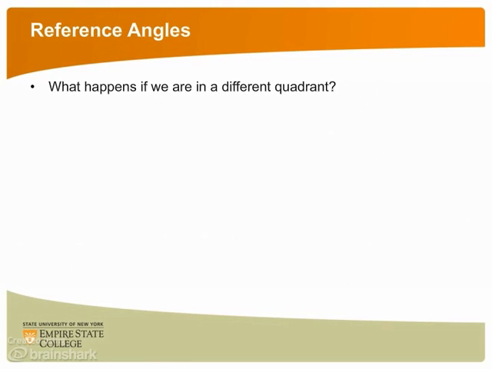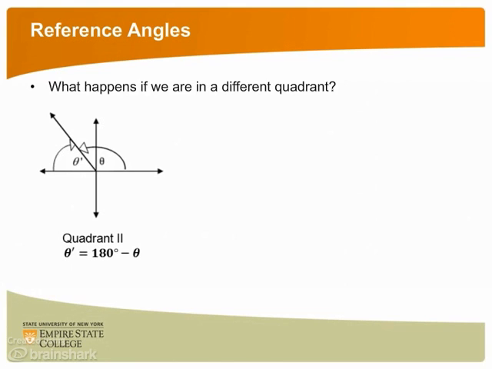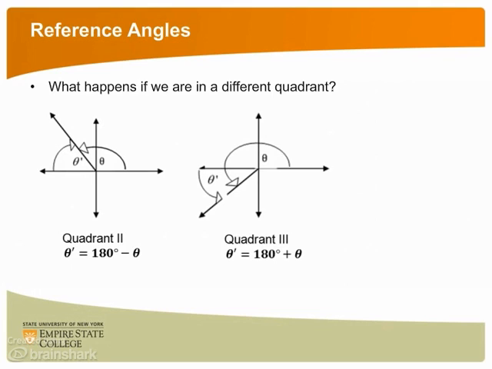The acute angle, called the reference angle, is actually the smallest angle between the terminal side of the angle and the x-axis. For each angle, we will call the angle when measured from the positive x-axis theta, and the corresponding reference angle theta prime. If we are in the second quadrant, which means our angle is between 90 and 180 degrees, theta prime equals 180 degrees minus theta.